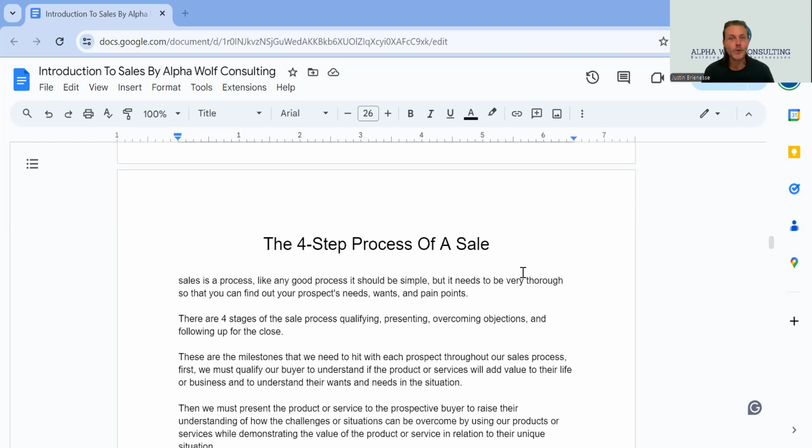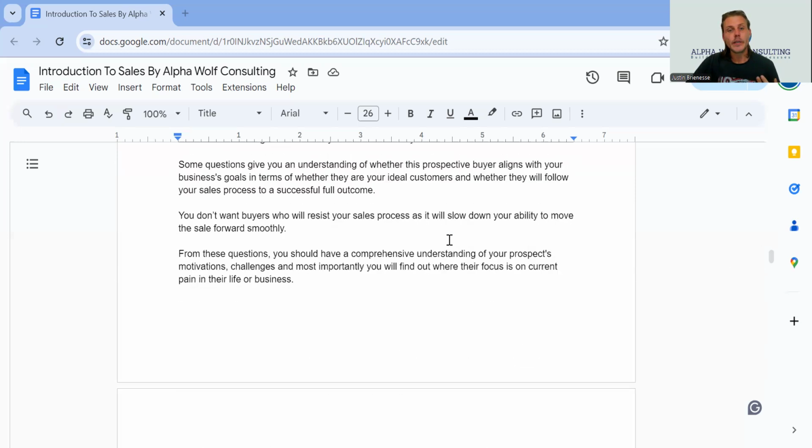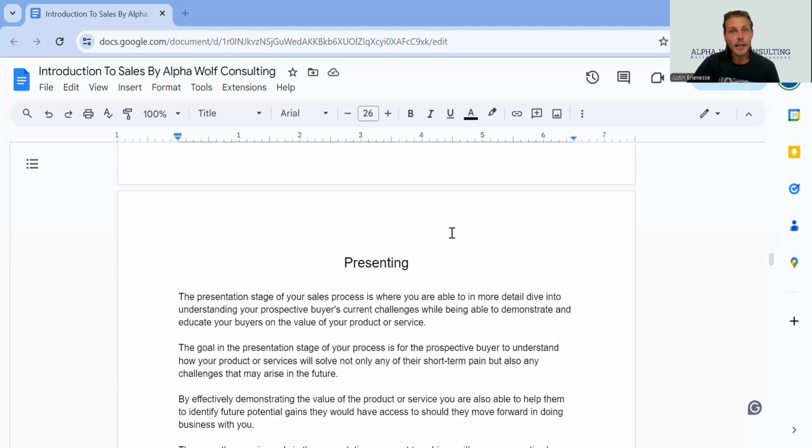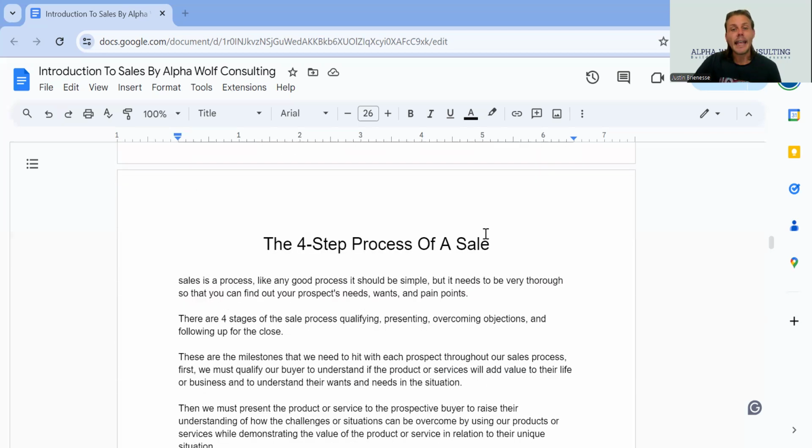Sales and Communications course. And this lesson is the four-step process of any sale. So in sales, there is a simple four-step process that we use. From the start of the sales engagement through till the end, we want to hit four main things. We want to qualify our buyers, then present our product, and then overcome objections and then close the deal.